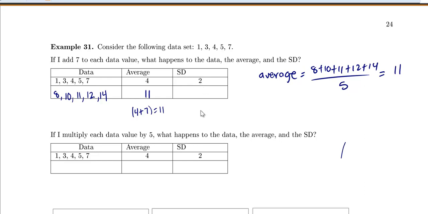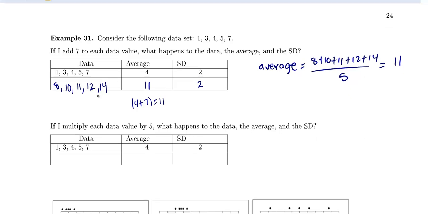The standard deviation, let's just say I put that into my calculator. We're not going to do that by hand because it just takes too long, but the standard deviation ends up being 2. That's interesting. The standard deviation didn't change. But that kind of makes sense, right? I just added 7 to each number. I didn't really change how far my data spread out. I still go from 1 to 7, that's a range of 6, and from 8 to 14, that's a range of 6. So I didn't actually change how far my data is spread out.